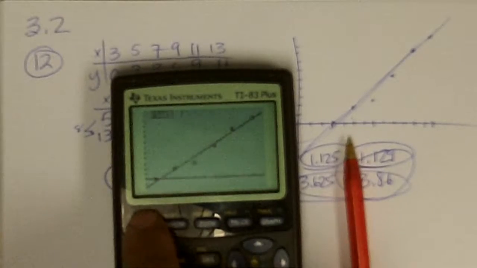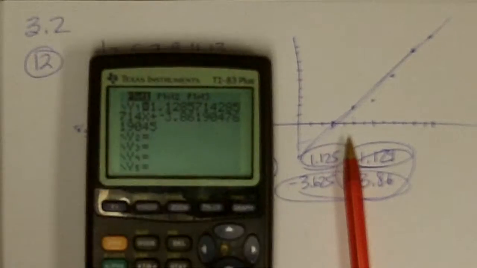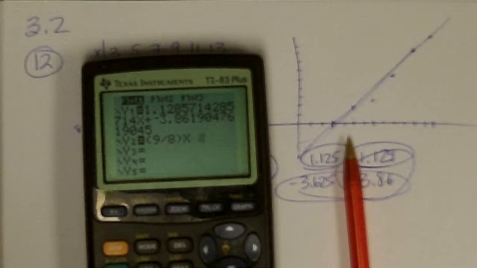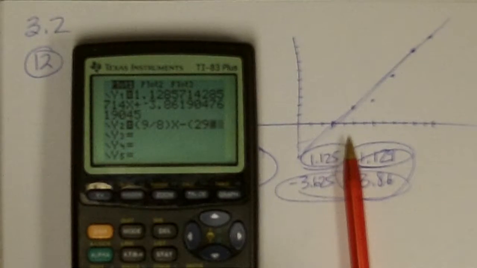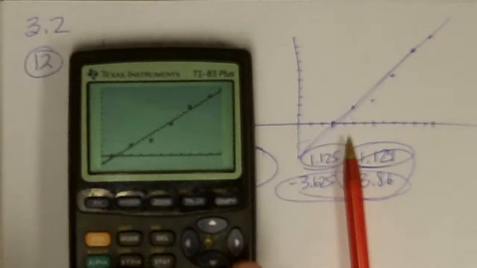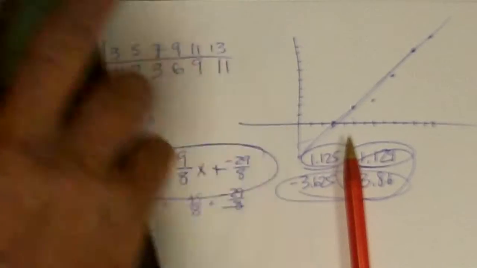And I could actually type in my equation here. I had parenthesis 9 divided by 8, close parenthesis, x minus 29, parenthesis 29 divided by 8, close parenthesis. And I'll graph that, so I'll have that one. And the other one, you notice it's really close to the last one. Okay, so that's 12.